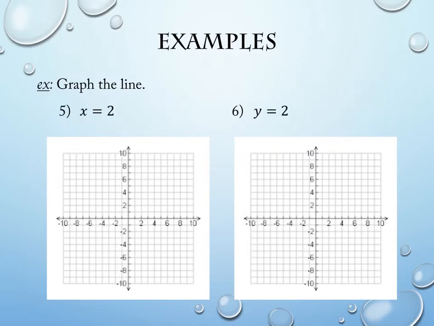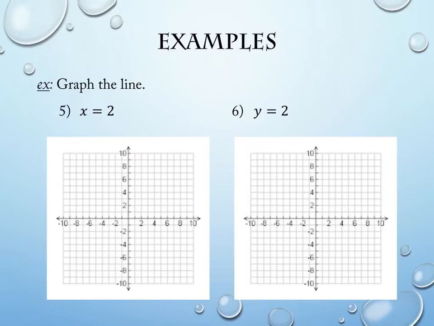Okay, we're about to see something on number 5 and number 6 that we've seen before. Do you remember seeing these before? X equals a number and y equals a number. We saw them back at the end of Unit 1. These, when there's just x or y equals just a number, always create horizontal or vertical lines. Okay, so straight up and down or straight right and left.